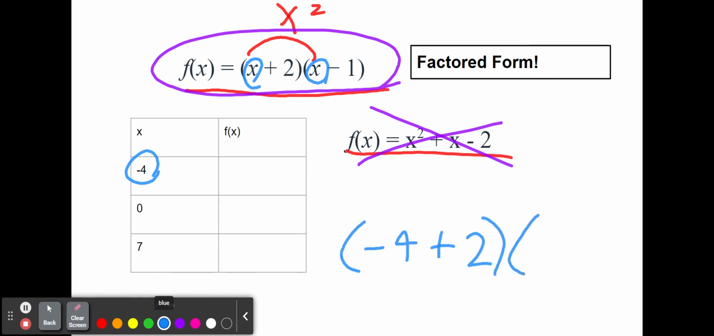What's negative 4 plus 2 times negative 4 minus 1? In this case, that would be negative 2 times negative 5, which is positive 10. So negative 4 comma 10 is a point on this graph. You'll have to do this for like 5 or 6 points, and then you'll graph it, and then we're going to figure that out to kind of do some stuff later.